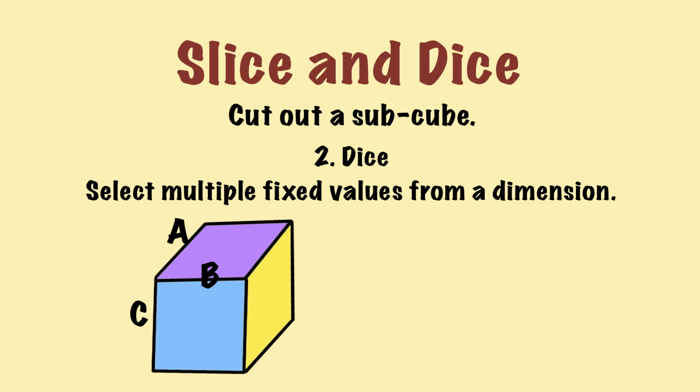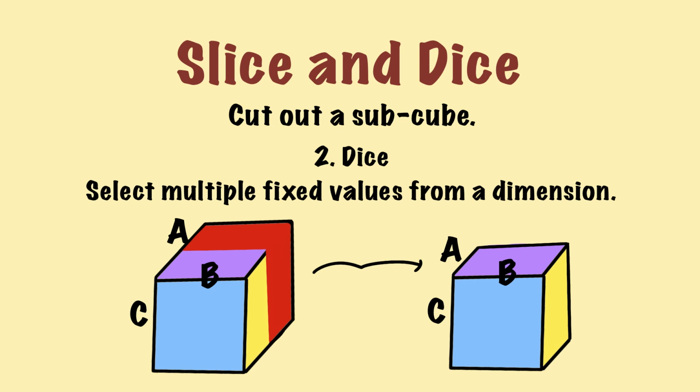Again, we have this 3-dimensional cube. Say we only select half of the values in dimension A, so the red part should be removed. The result looks like this. It's just a smaller version of the original cube. The takeaway message is that all the dimensions are preserved, but the sizes of some dimensions change.